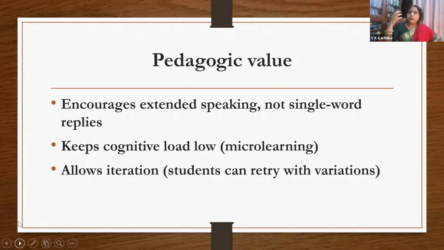You don't have to remember a lot of things and then rehearse it just like that, but it gives you some time to go through whatever suggestions are given. So a kind of micro learning is happening there, and it allows iteration as well. They can try variations of it. They can retry it and ask for help. Okay, is there anything wrong with it?